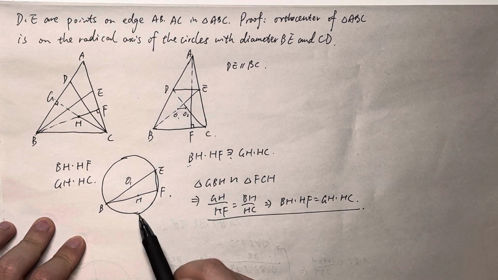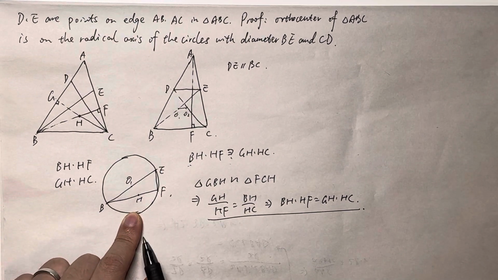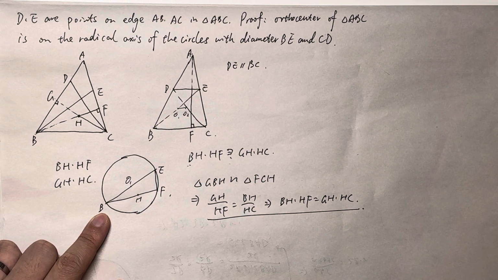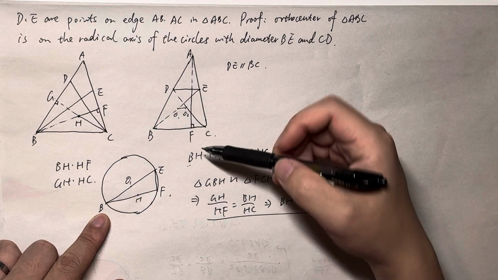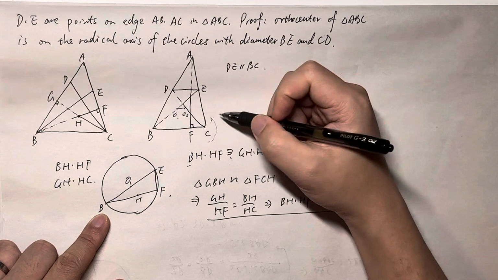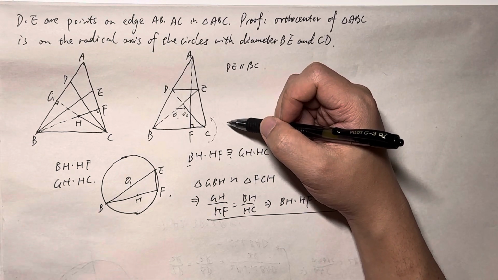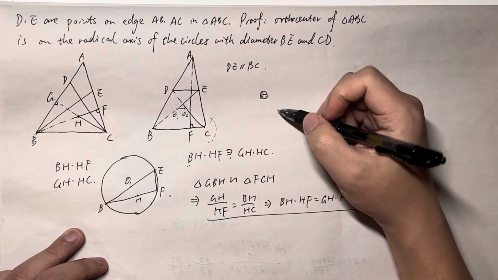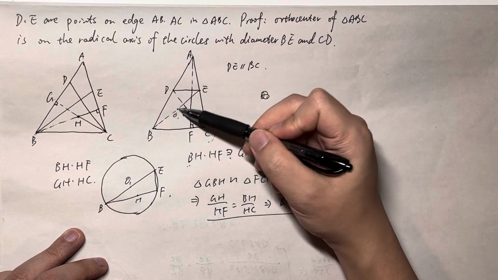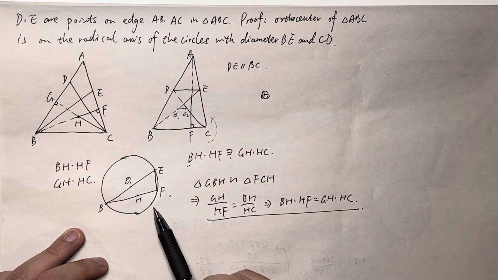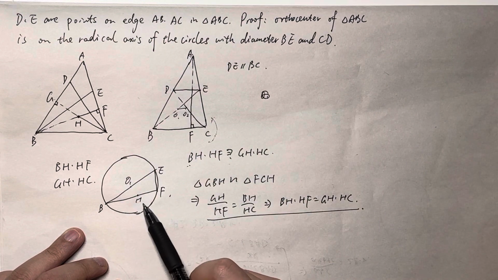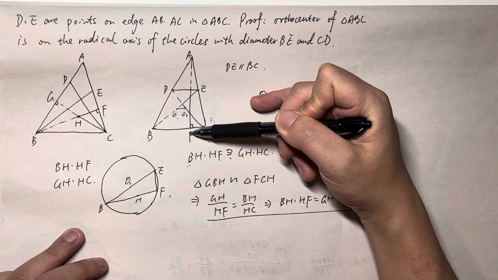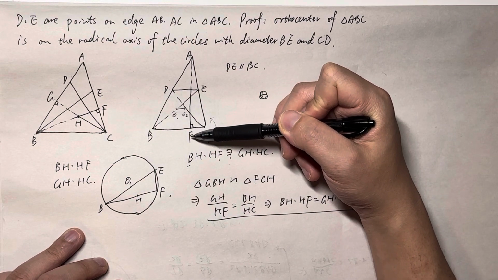And because the orthocenter is on the radical axis, we can use this conclusion to simply give another solution for the problem in the last video. In the last video, the radical axis must be perpendicular to O1O2. And we already know it passes through the orthocenter H. That means the altitude AF is the radical axis.